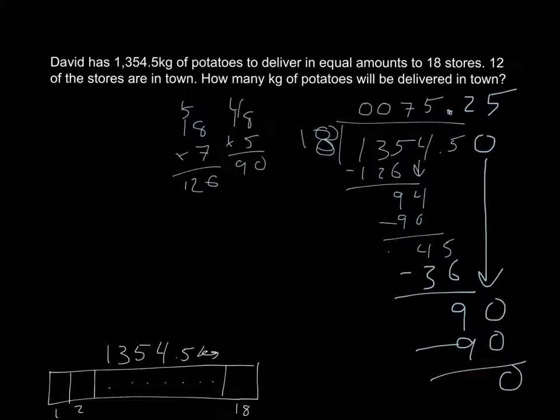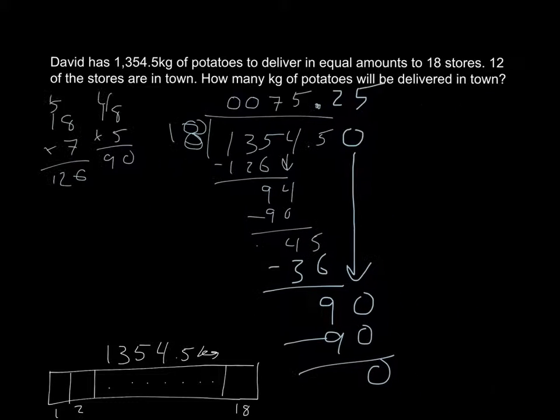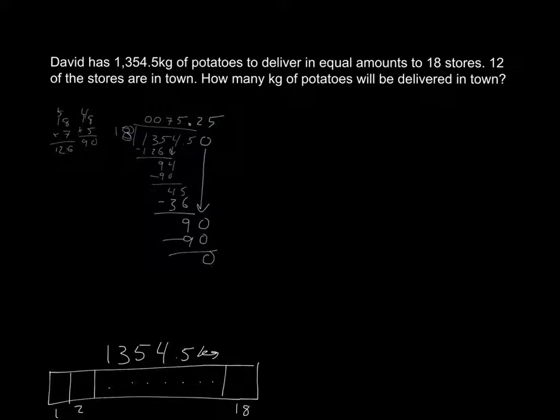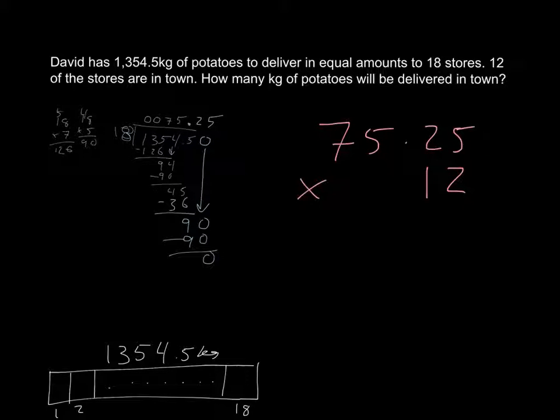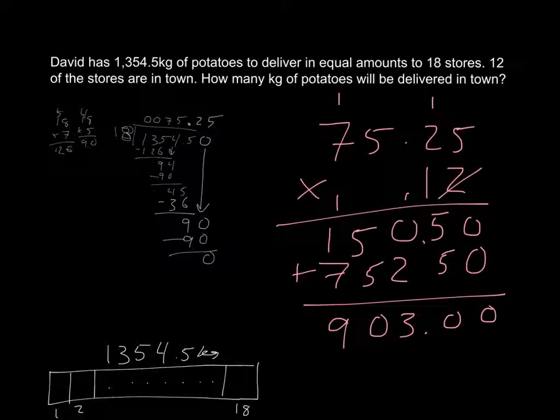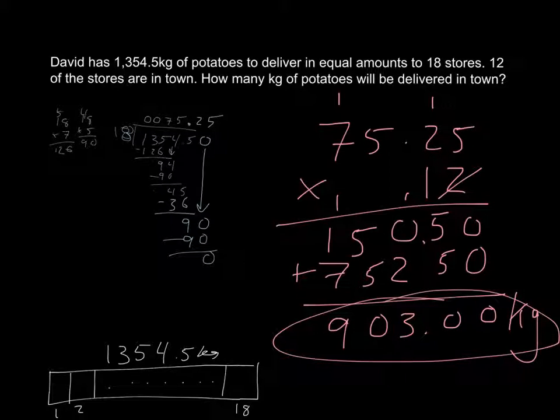I still need to find out how many kilograms are going to the 12 stores. So I'm going to slide this to the side. Then I'm going to multiply. If it's 75 and 25 hundredths in one store, then I must multiply that by 12 to find all 12 stores. And when I multiply that together, I find that I have 903 kilograms going to 12 stores in town.